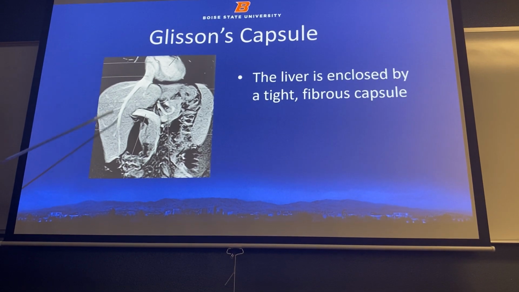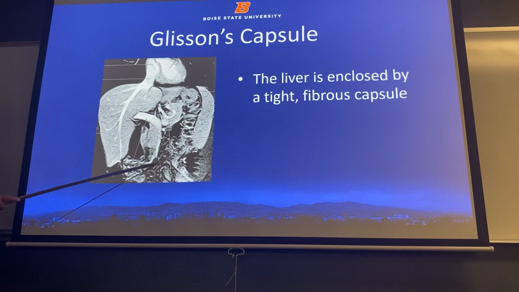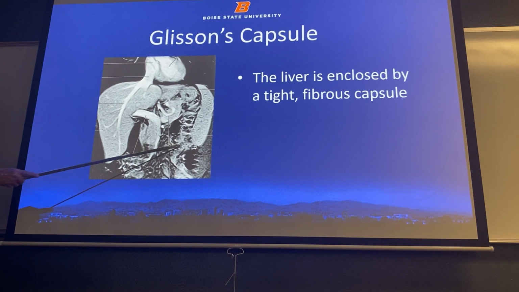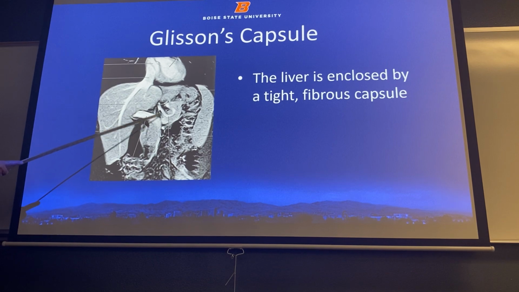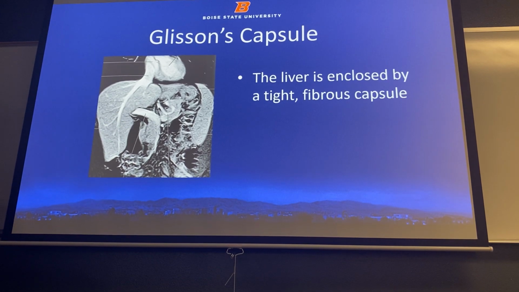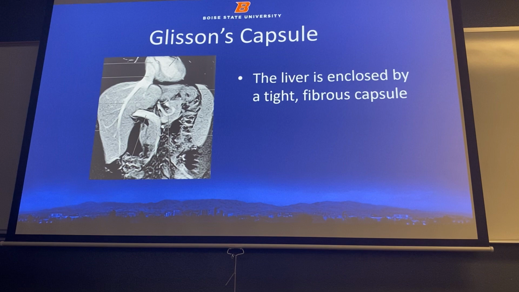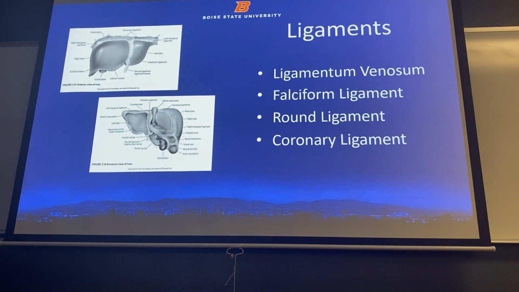Glisson's capsule, let me make sure I mention that. Basically, it's a fibrous capsule, a tissue that surrounds the liver. Not significant from a landmark perspective. The only area it doesn't really cover is where the porta hepatis is. It just happens to be a feature, not so much a landmark.